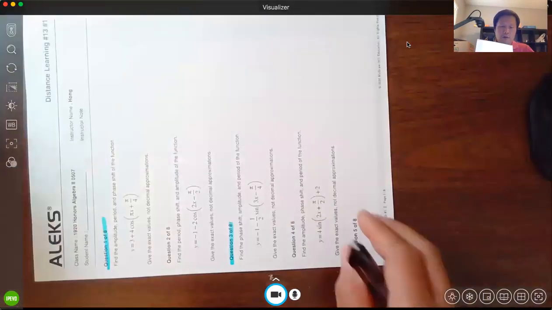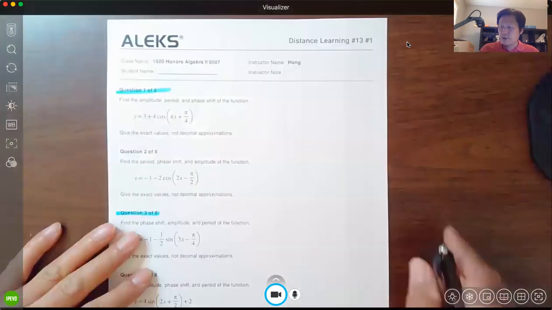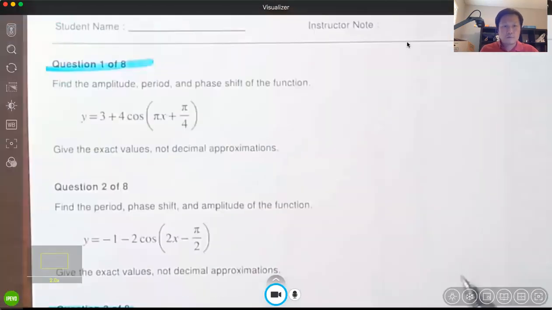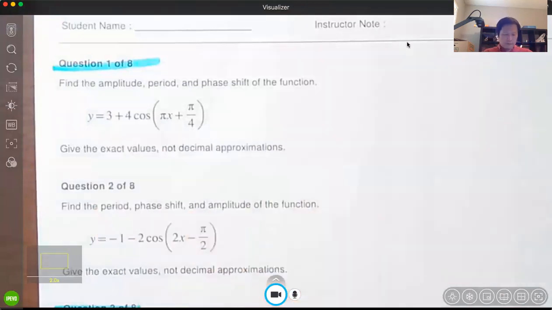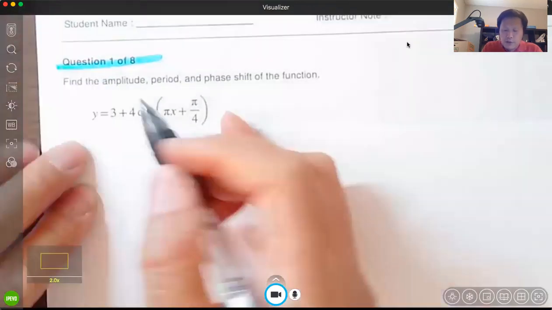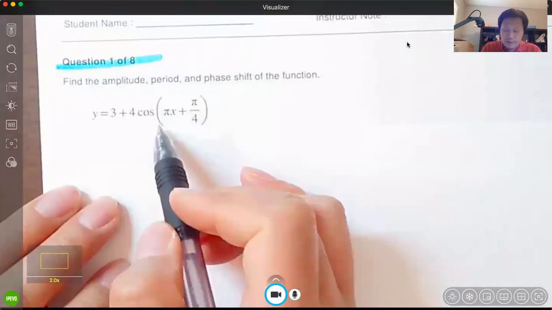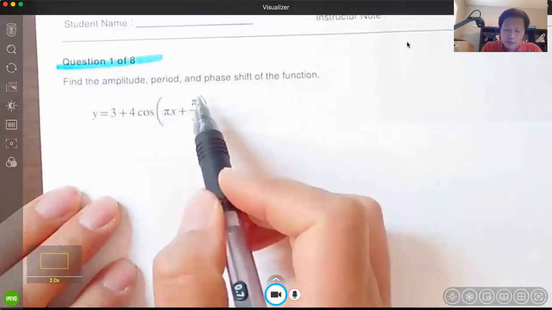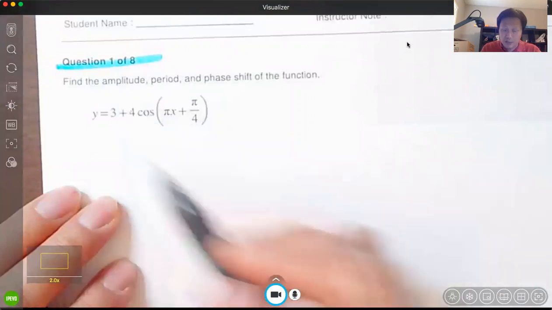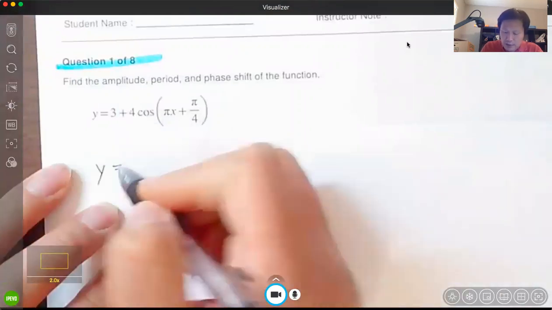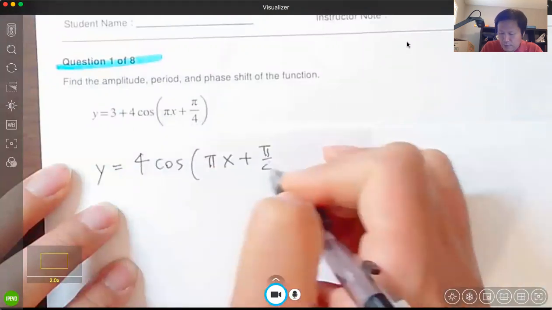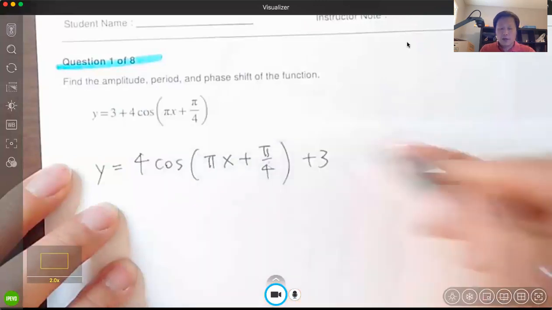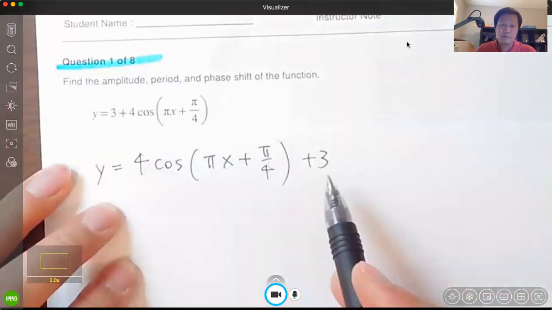Okay, I'll give you 2 more examples for practice. Find the amplitude, period, and phase shift of the function 3 plus 4 cosine, parentheses, pi x plus pi over 4. Don't get confused with this plus 3 in the beginning. That's exactly the same as 4 cosine of pi x plus pi over 4, close parentheses, plus 3. Same thing.